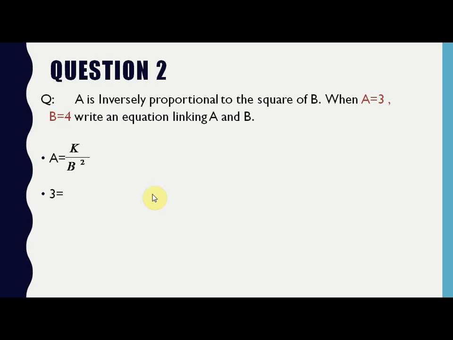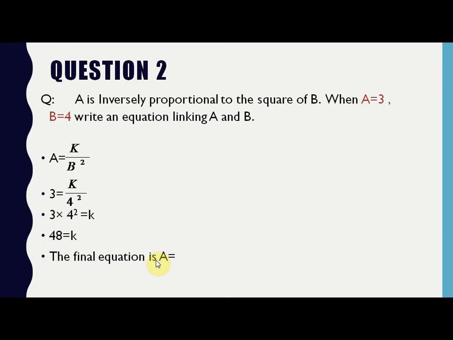Now put the values of A and B. It becomes 3 is equal to K divided by 4 square. Now 4 square is equal to 16. Here 4 square is in divide form. When we move this 4 square to the left side, it will multiply with 3. So 3 multiplied by 16 becomes 48. So the value of K is 48.